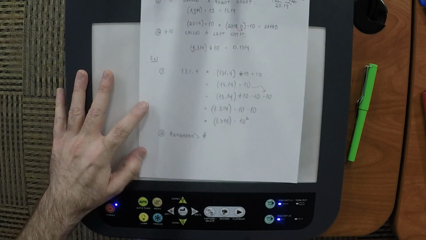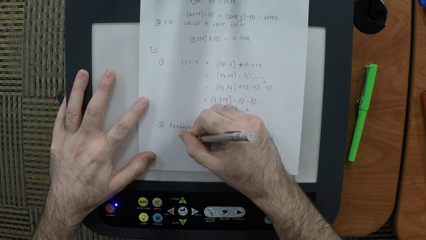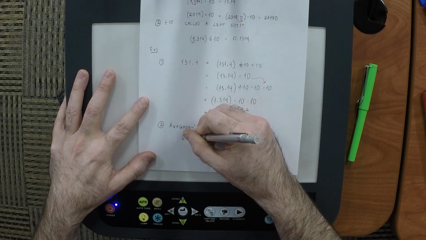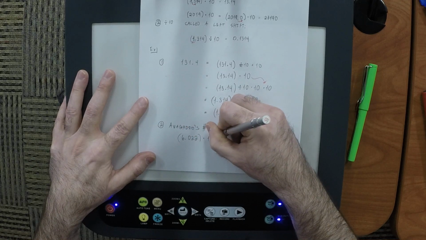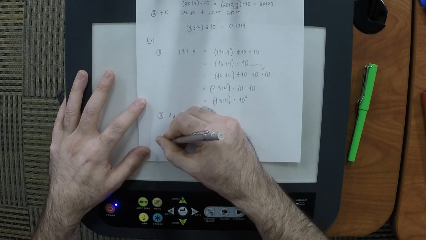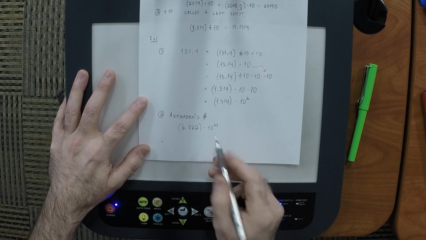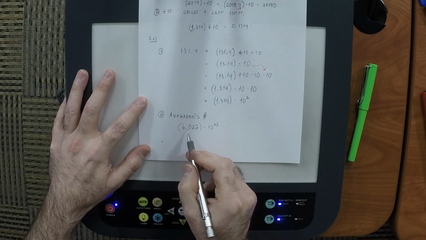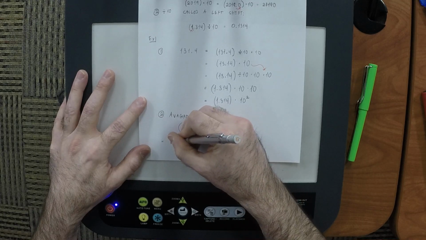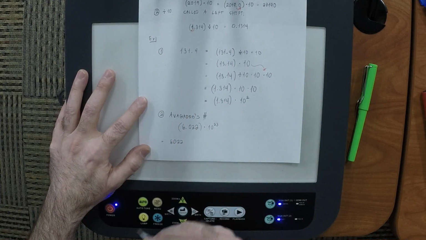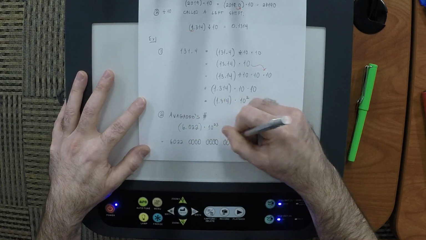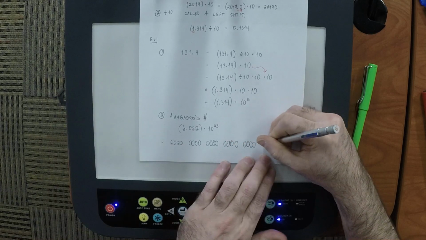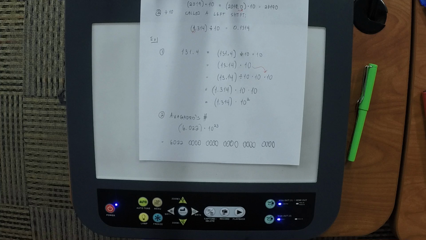So what is Avogadro's number? Can you remember? 6.0 what? 6.022, and then what? Times 10 to 23. Now that's a lot. But to be clear, if you wanted to write that without the 10 thingy, then you'd have to shift the point to the right 23 places. So we'd shift it past the 022, 6022, and then now I have to write 20 zeros. So 1, 2, 3, 4, 5, 6, 7, 8, 9, 10, 11, 12, 13, 14, 15, 16, 17, 18, 19, 20. So that's Avogadro's number.